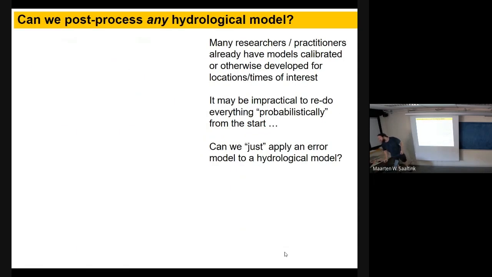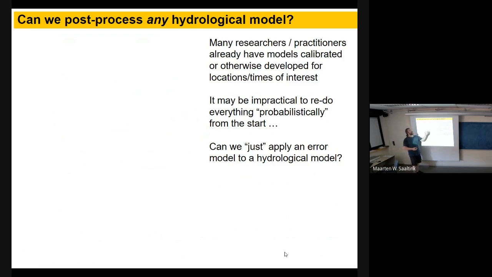The other question that we asked is, can we go in a simpler direction? Do we need to recalibrate or re-infer the model parameters? The motivation for that question is that in many cases, practitioners or researchers are not interested in the uncertainty itself. They have their own research interests. They just would like to account for the uncertainty.